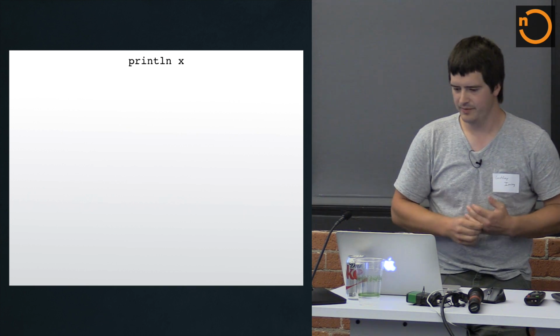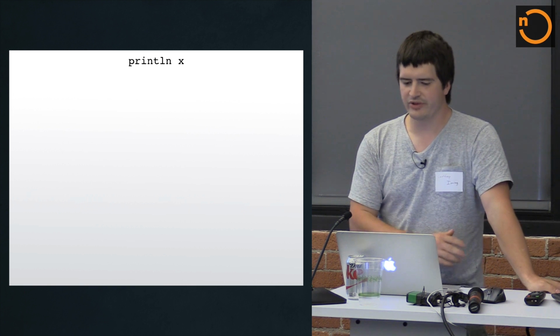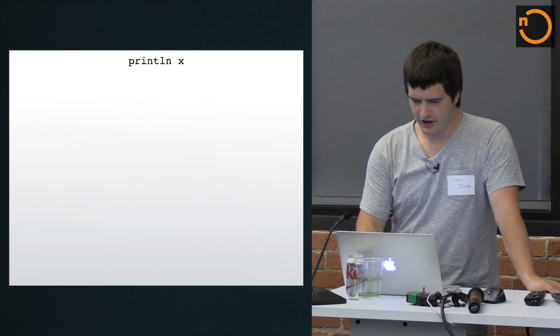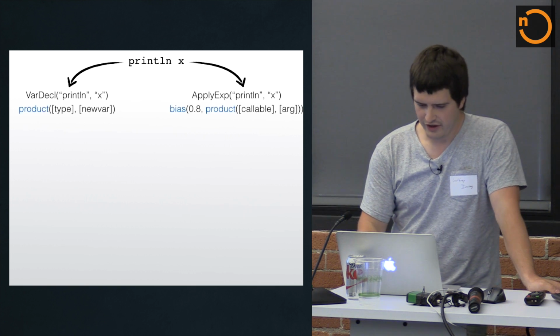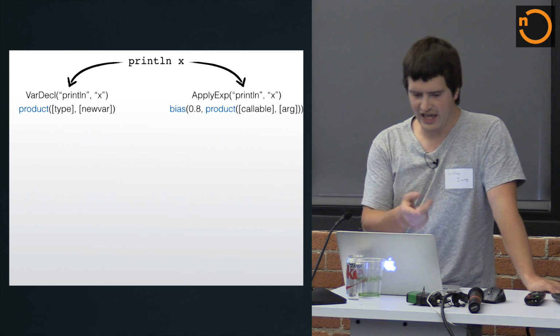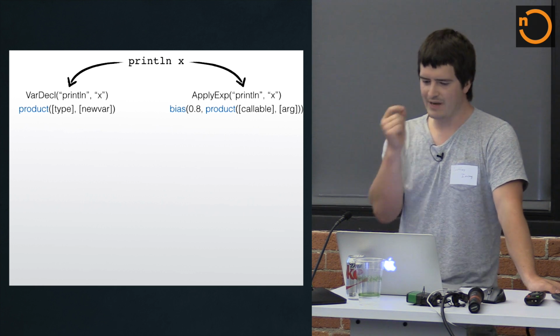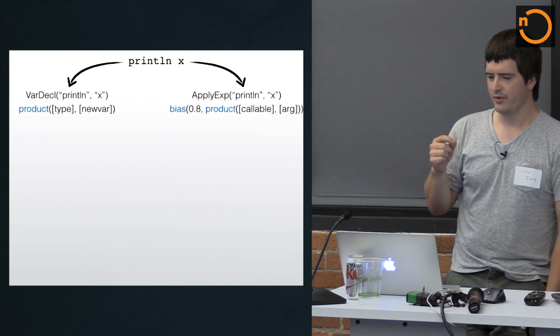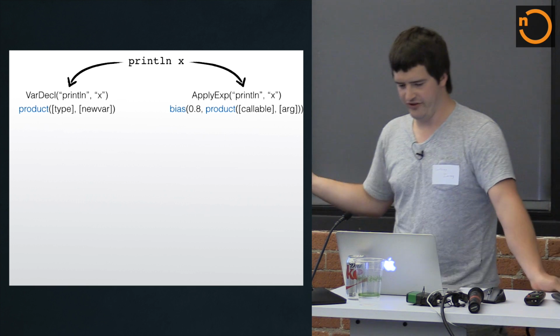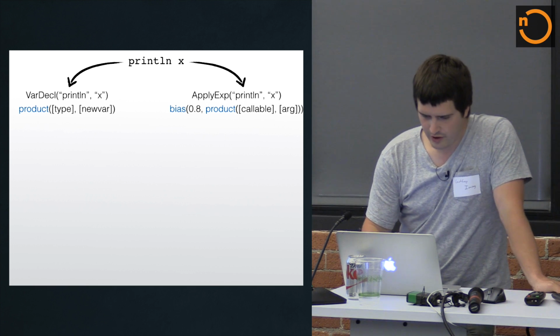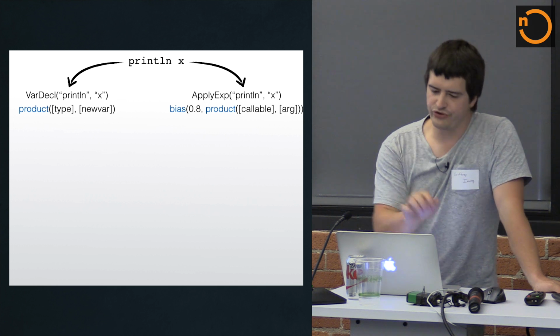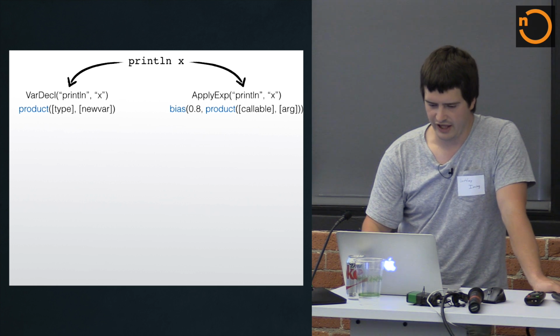So here's an example to make this a little more concrete. Say someone types print line x. This is almost valid Java. It's almost the thing on the left, which is declaring a variable of type print line with name x. But no one would think it means that, actually. But because this looks closer to Java, we'll first do the thing on the left.